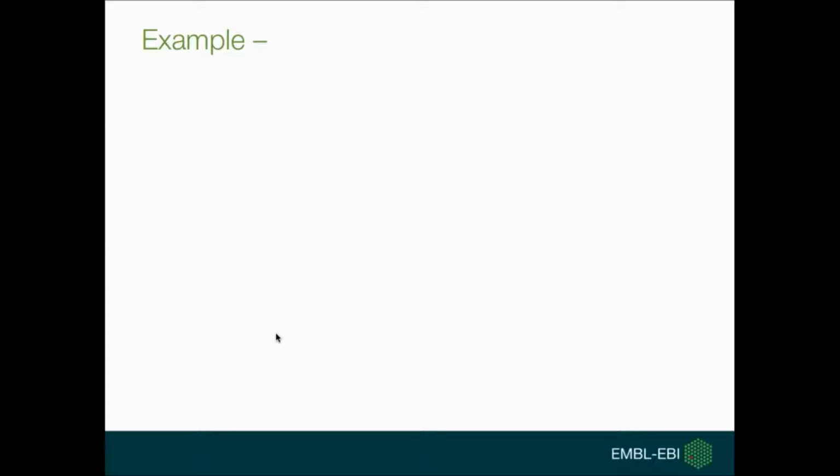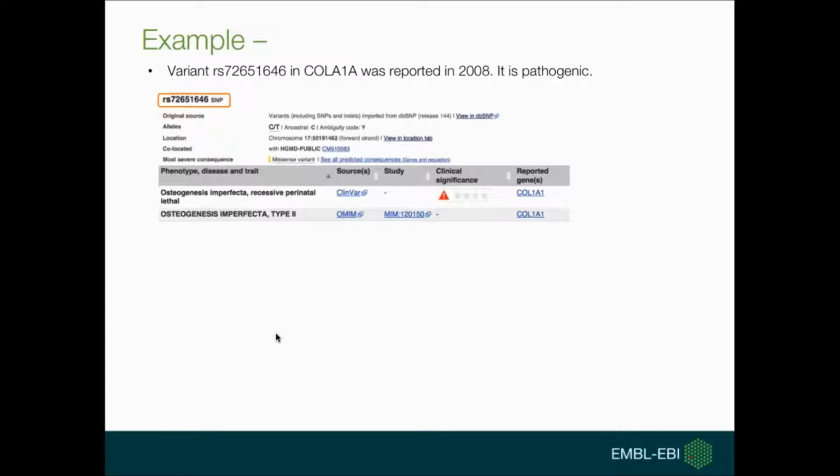For example, consider variant RS72651646 in gene COL1A1. This variant was reported back in 2008 at the same time that this meeting of stakeholders was taking place. This variant is pathogenic. Here you can see Ensembl's summary of this particular variant. It is a missense variant, and it has a clinical significance. It is pathogenic, as can be seen here. It also is associated with osteogenesis imperfecta.